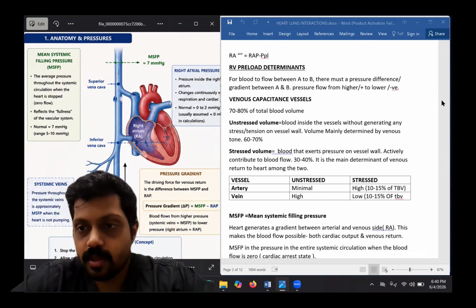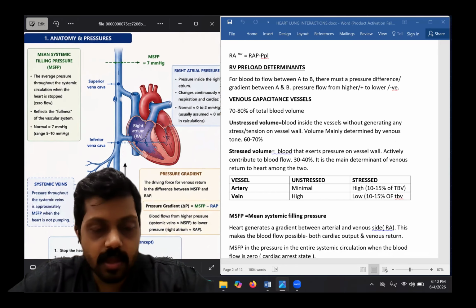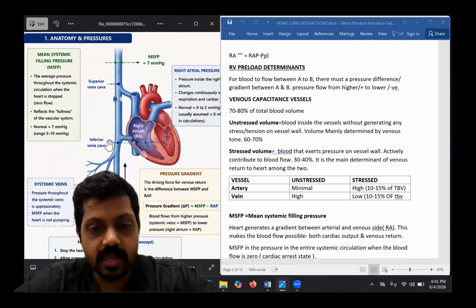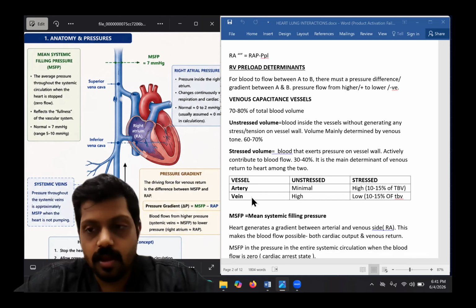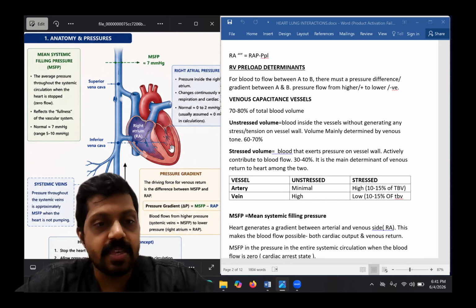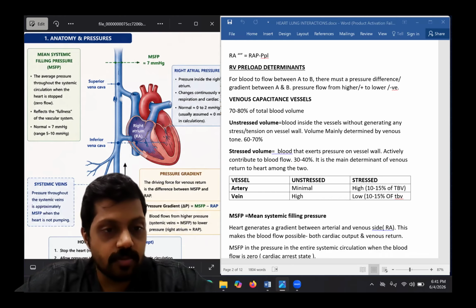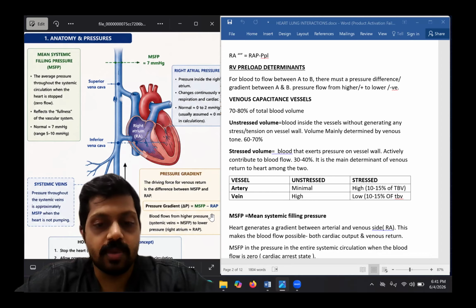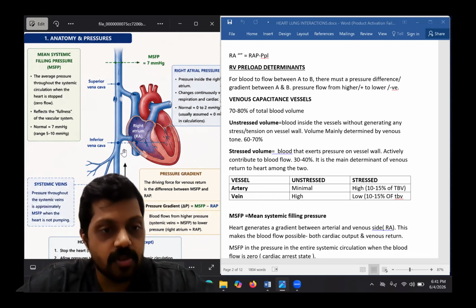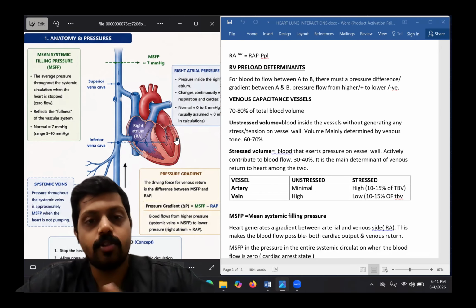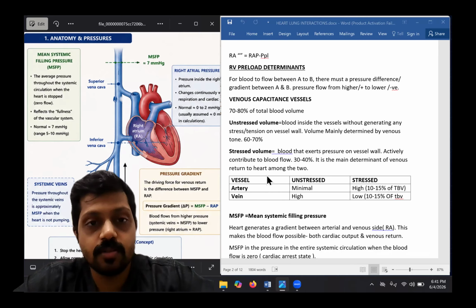Now you tell me, the mean systemic filling pressure is mainly contributed by the unstressed volume, right? So what should be there if the blood has to flow actively? Mean systemic filling pressure is when there is no blood flow. In case blood should flow towards the heart, there should be something called a stressed volume.